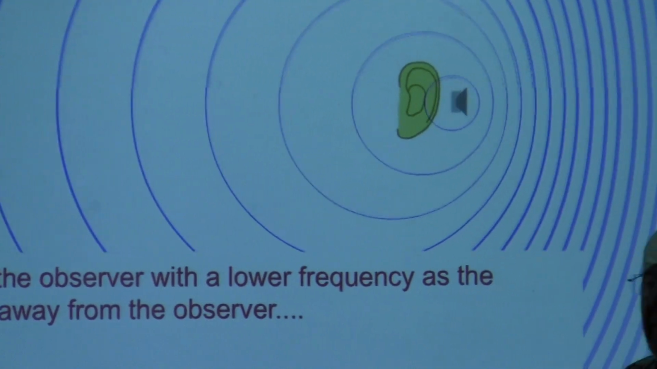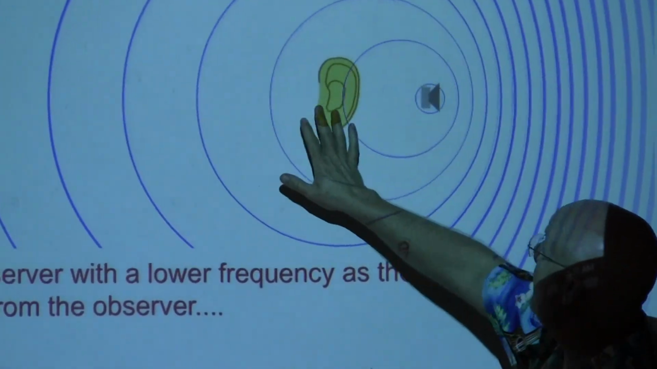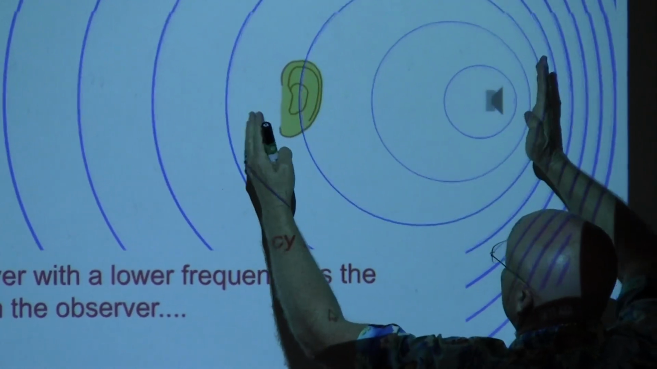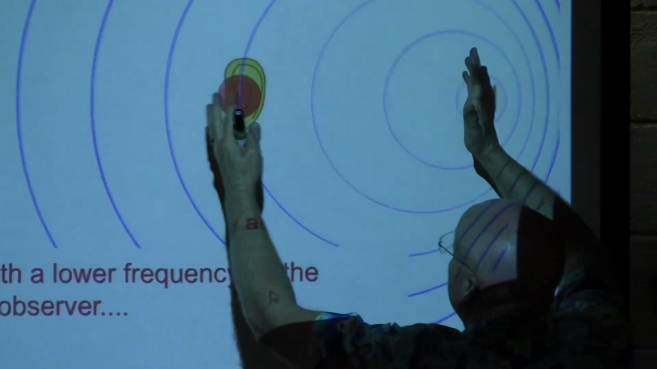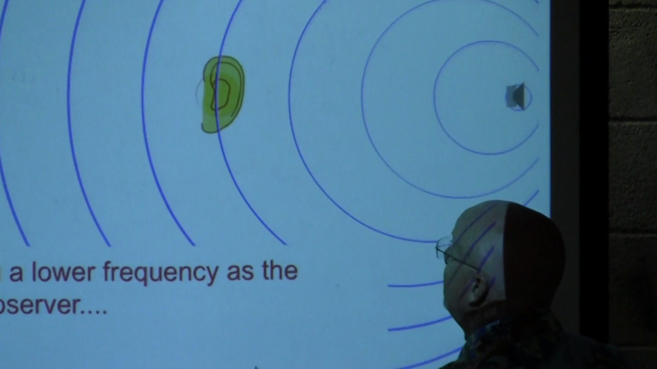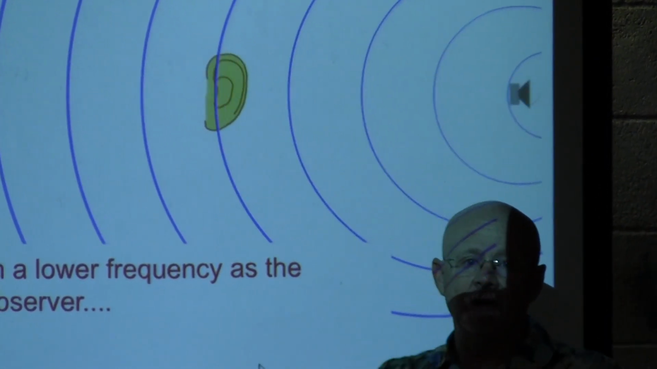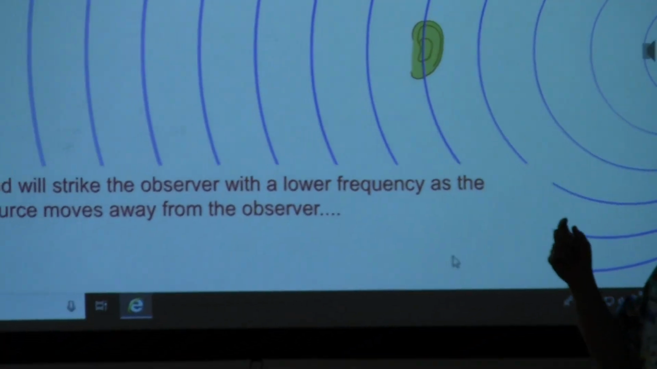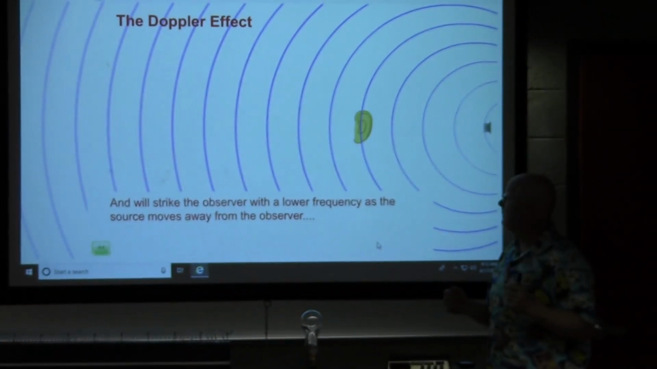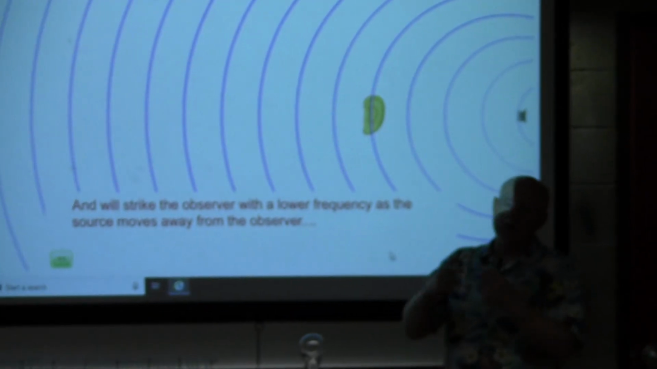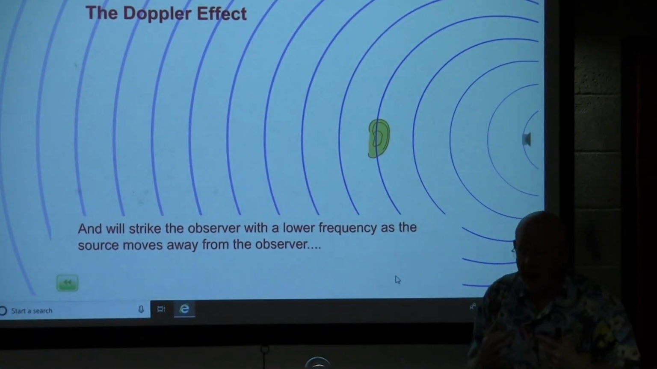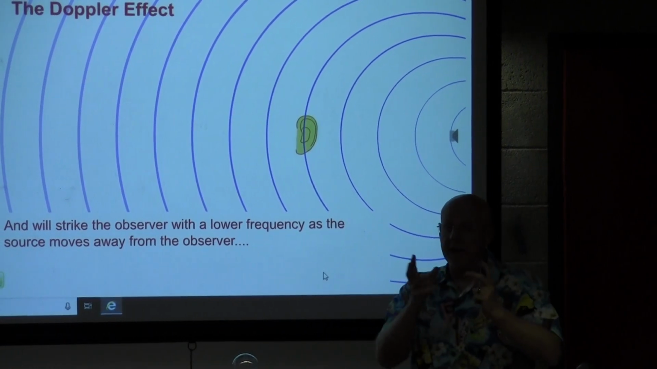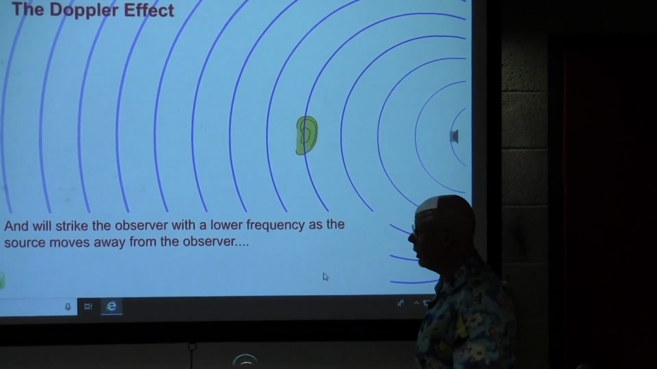But now watch this. Now the source is moving away from the ear. And see how the waves going towards the ear are now spread out with a longer wavelength. The wavelength gets bigger. And because the wavelength gets bigger, now the frequency goes down. And so, again, it doesn't matter whether the source is moving away from the observer or the observer is moving away from the source. Either way, the frequency is going to go down. Now, it's for a different reason, but nonetheless, it still goes down.